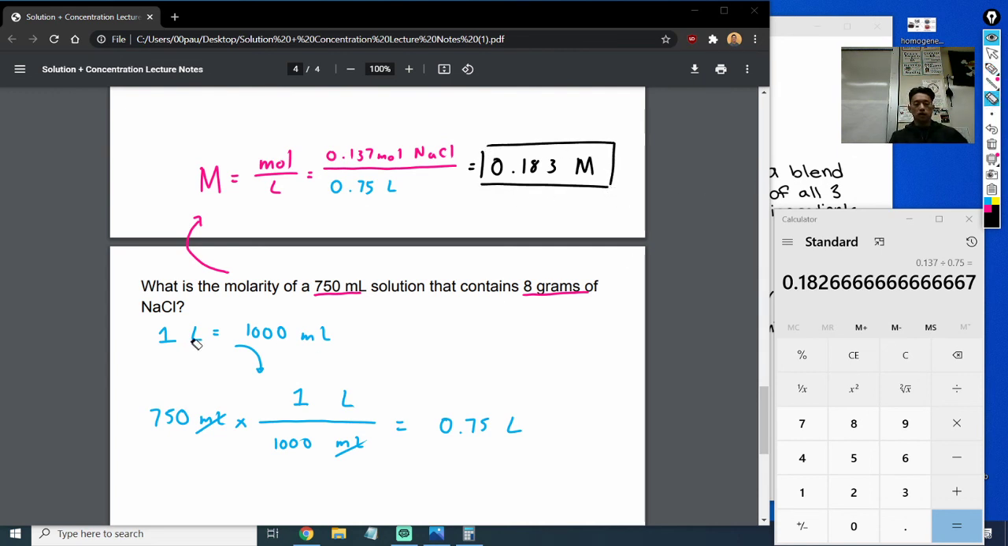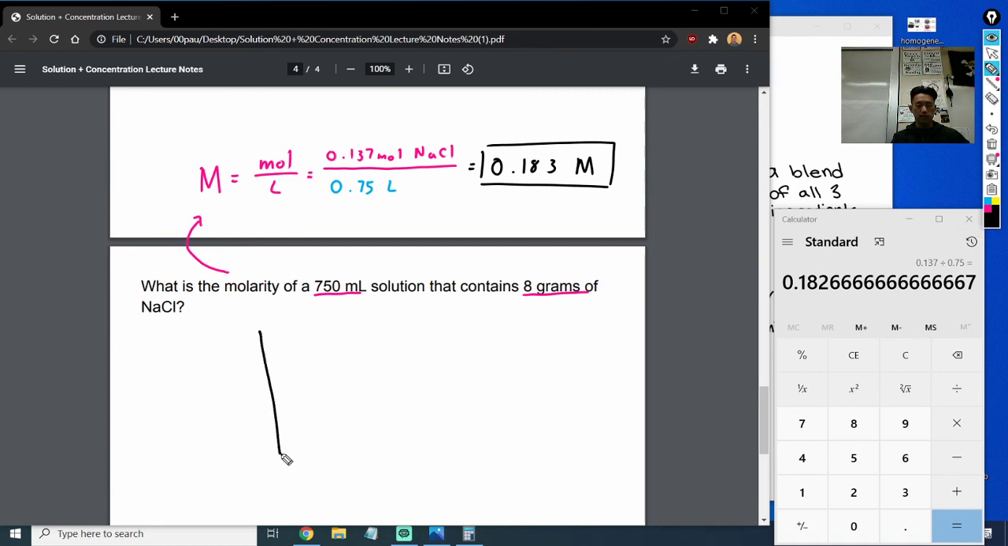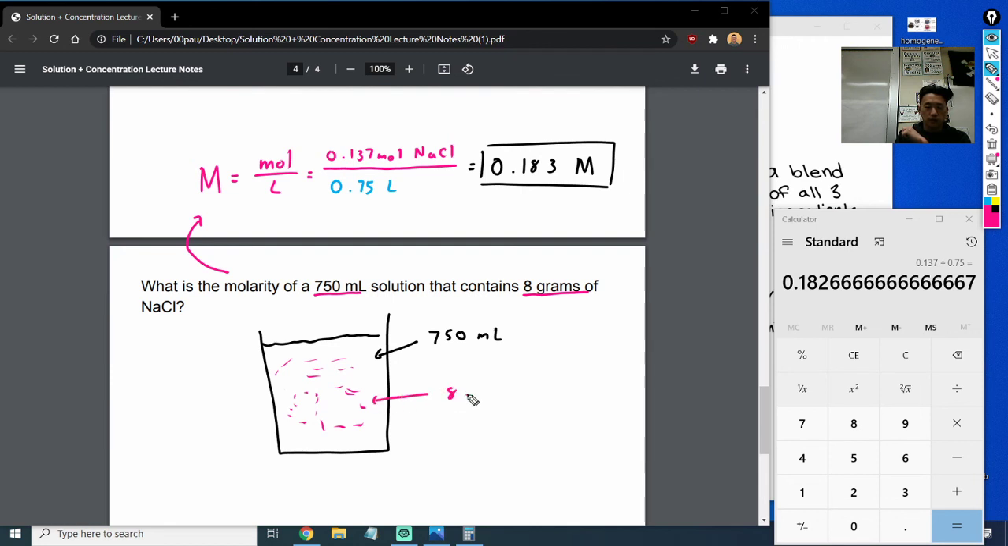Okay, so what does all of this mean? We've been doing all these calculations, but what does it mean in real life? So basically what this is telling us is that, let's say I have this container right here. Inside of this container, we have a 750 milliliter solution. So the volume of the stuff in this container is 750 milliliters. And it contains 8 grams of NaCl. So I'm going to just draw NaCl. NaCl is just salt. So inside of this container, we have 8 grams of NaCl.